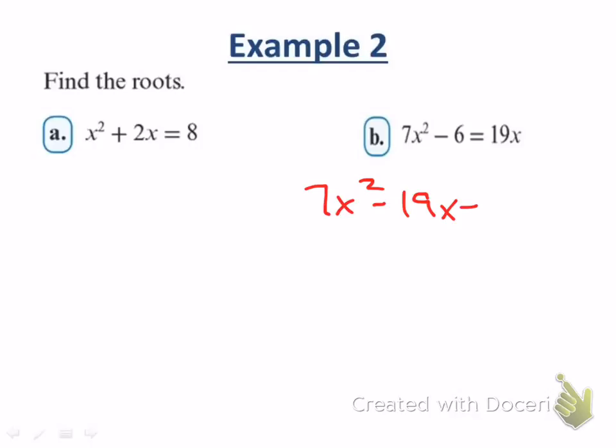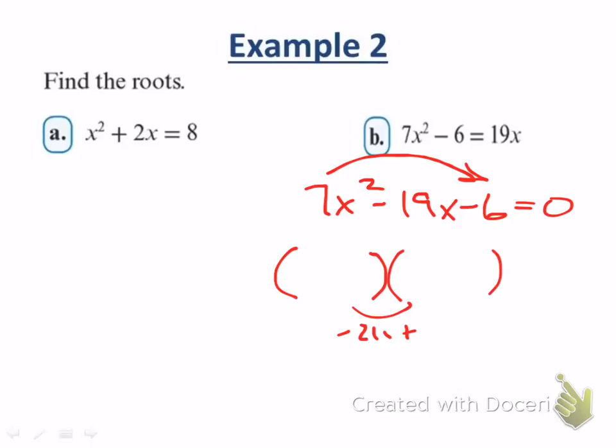Because in order to solve this by factoring, we could find the roots by graphing, but we've done that already as well. But here we're finding the zeros by factoring. And I got to be able to factor this. Factors of negative 42 that add up to be negative 19. Negative 21 and 2, right?